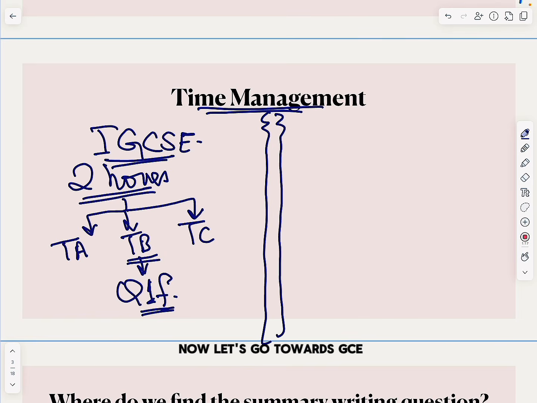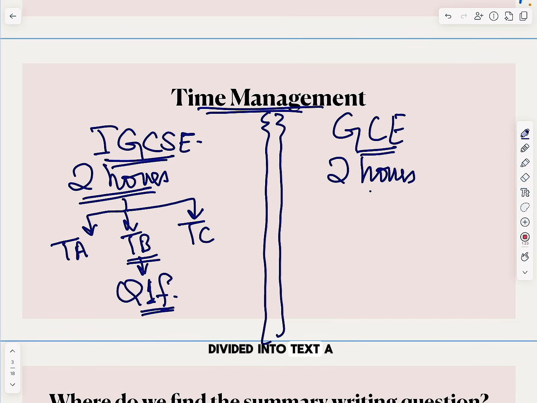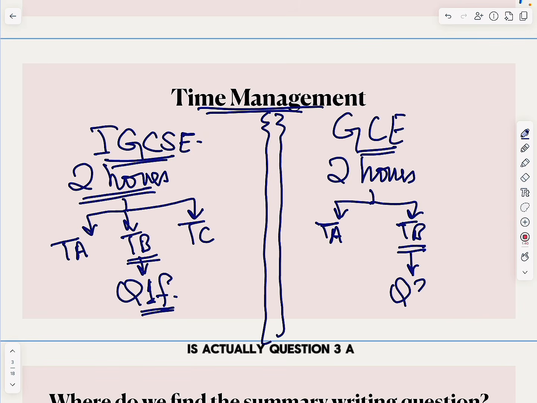Now let's go towards GCE. When we look at GCE, we are again looking at those 2 hours, but now they are divided into text A and text B. So there is no extra text C that we see in the IGCSE paper. When we are looking at a GCE summary writing question, we are also looking at text B, but now that question is actually question 3A. So there is a slight distinction between what the question ends up being in an IGCSE paper and in a GCE paper.